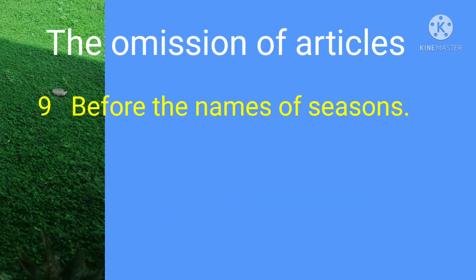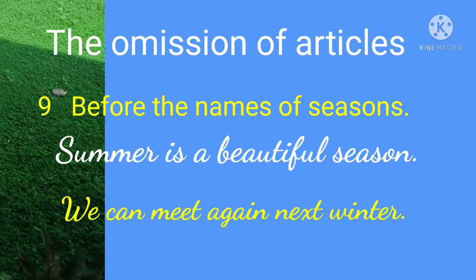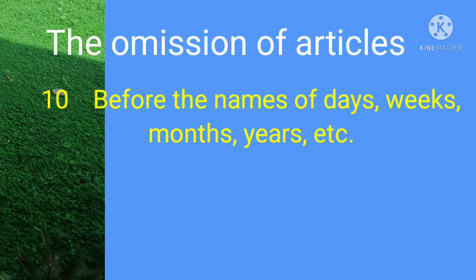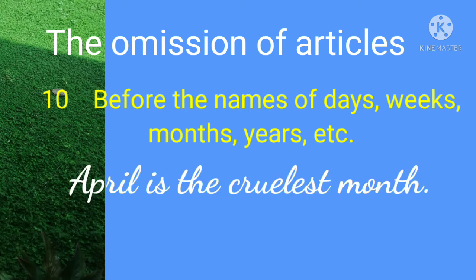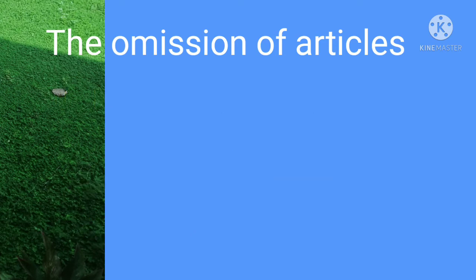Next one, before the names of seasons. For example, summer is a beautiful season. We can meet again in next winter. Next one, before the names of days, weeks, months, year, etc. April is the cruelest month. Sunday is a holiday. Now these are some of the most important contexts where we cannot use any article.